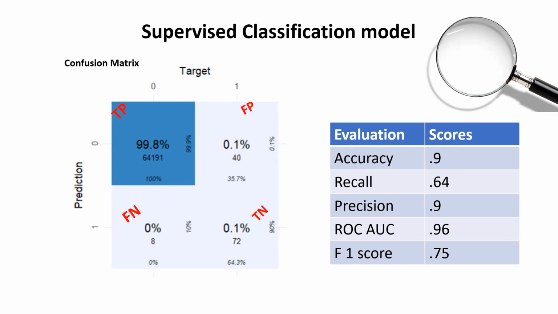So for the recall measure, this number defines true positives divided by the total number of actual positives. It explains how many of the actual positive cases were predicted correctly by our model. So that's what the recall measure does. We have 0.64, and we may want a higher number than that. It's a little better than flipping a coin.